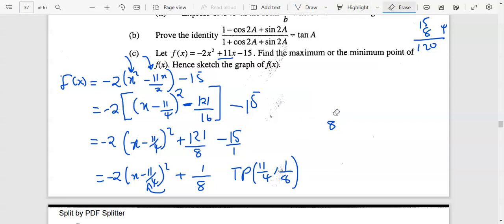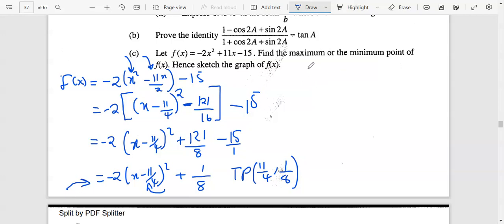And then the next one is saying hence sketch the graph. So for me to be able to sketch the graph, what I should have done, I should also find the x-intercepts and the y-intercept. So for the x-intercepts, if you want, find the product and the sum. You equate it to 0, you find the product and the sum. Now I'm going to get it from here. I'm going to equate it to 0.